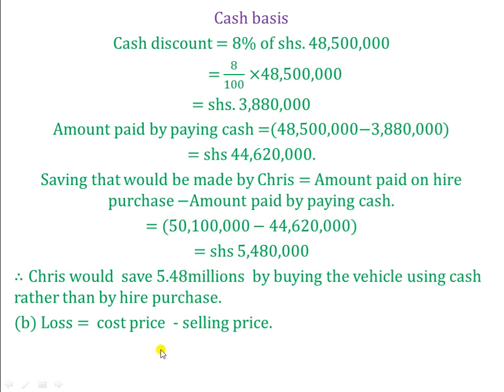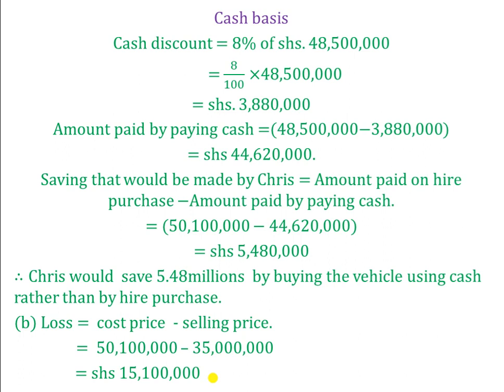Then let's look at part B. They were asking for the percentage loss because remember they say Chris bought the vehicle at hire purchase terms, then later sold it after some period of time. So let's look at the cost price. Now remember he bought it at 50 millions, 100,000, and now sold it at 35 millions. When you get a difference between these two values, it came to a loss of shillings 15 millions 100,000. You can't imagine. In only 1 year.